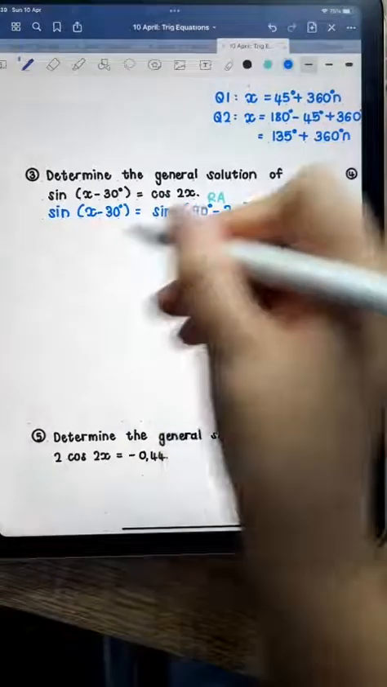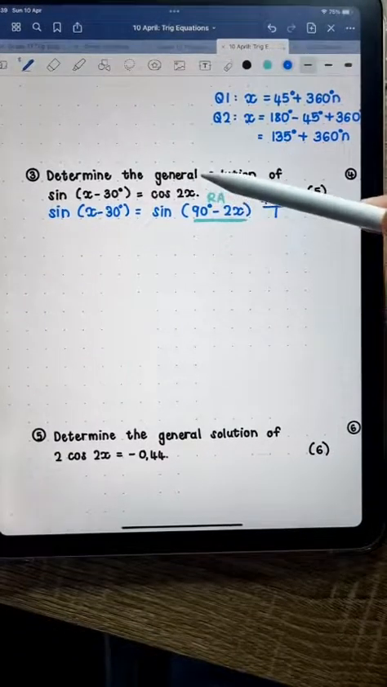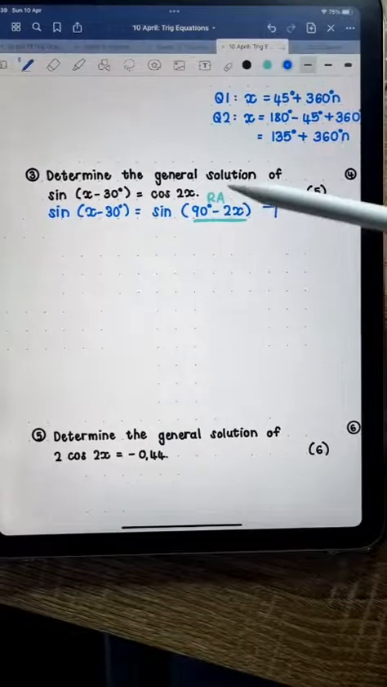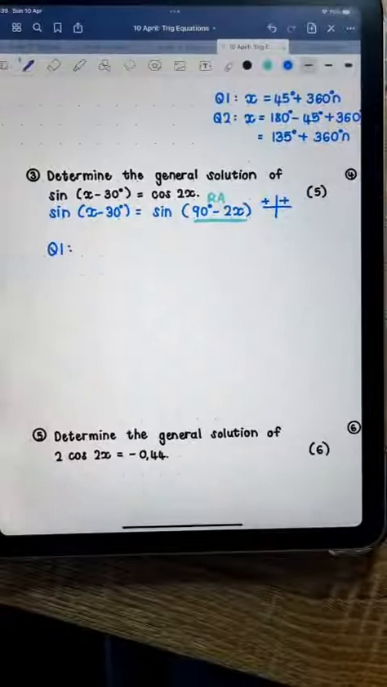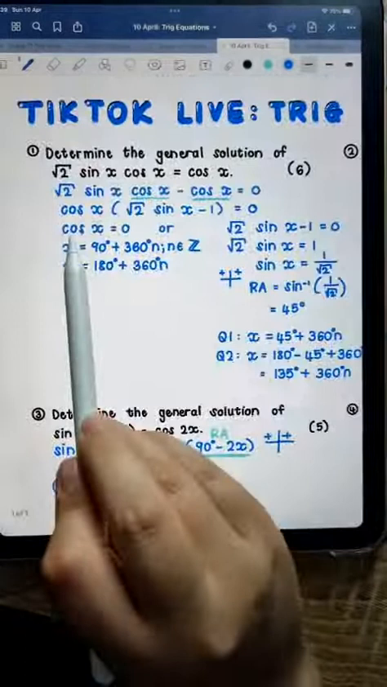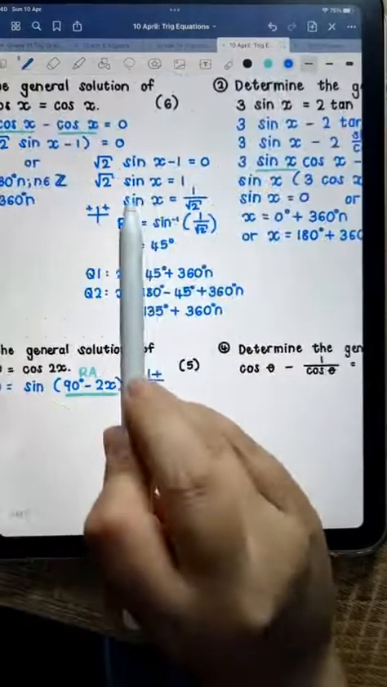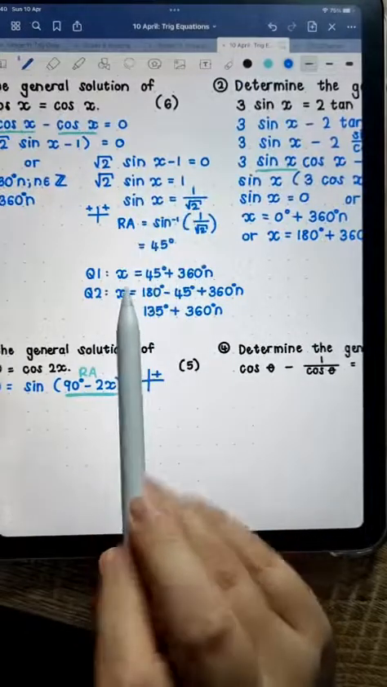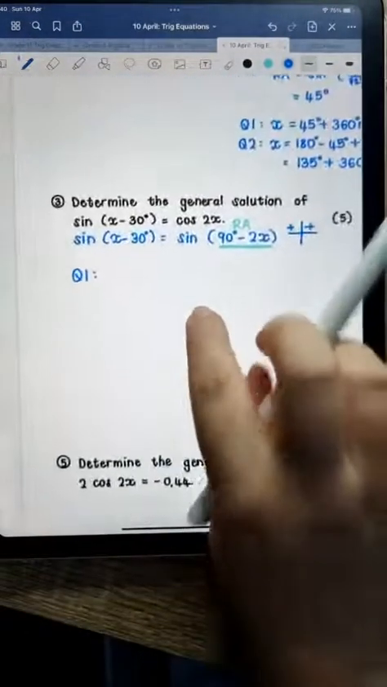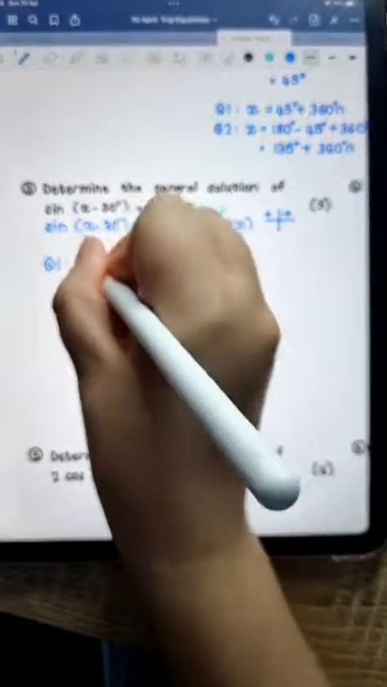All right, guys, so now we're going to jump straight into our two quadrant solutions. So as easy as that, we've just changed cos 2x to sine of 90 minus 2x. That is our reference angle. So now we're going to say for quadrant 1, what we need to remember is we can't say x equals like we did in the previous questions, where it was cos x equal to 0 or sine x equal to this. When you have x minus 30, you have to actually say x minus 30 is equal to.